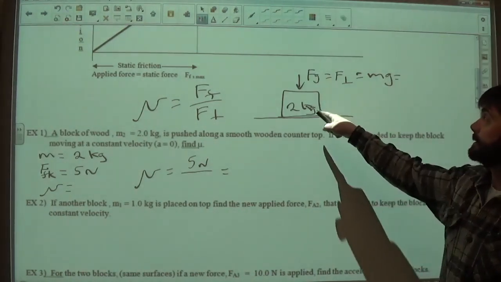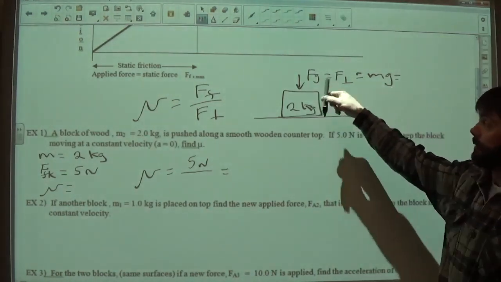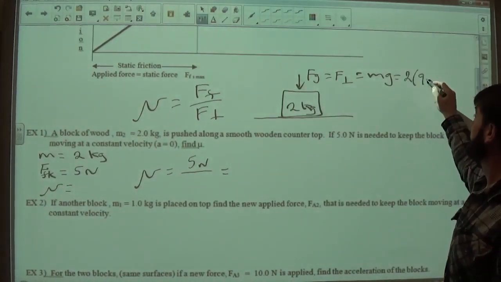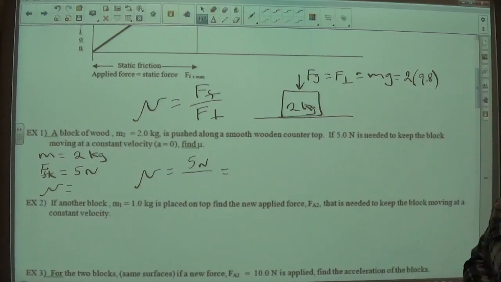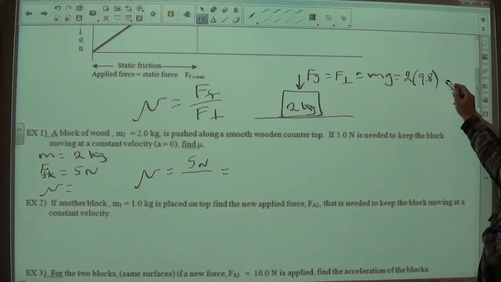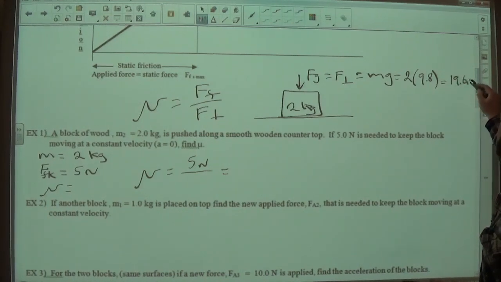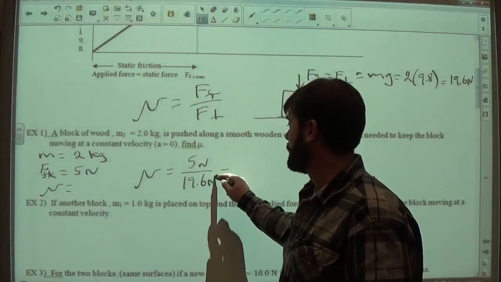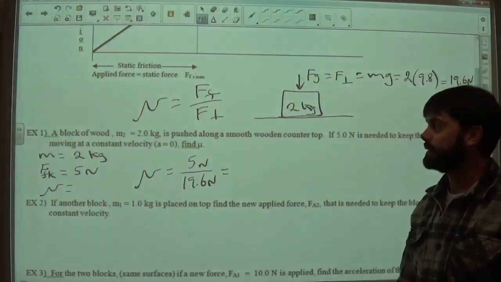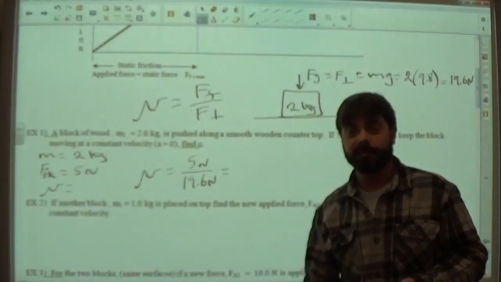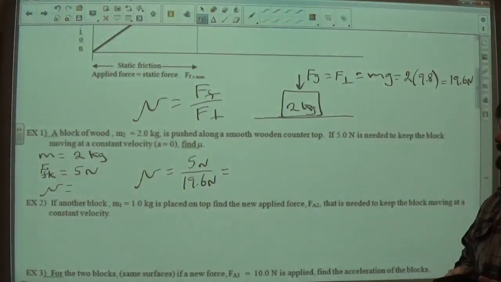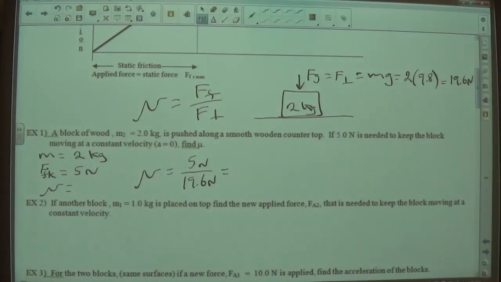All they do is they tell us that the mass of the block is 2 kilograms. So if we want to change mass into force perpendicular here, then we need to multiply the mass of 2 by 9.8 meters per second squared. So when we do that, we get 19.6 newtons, which is actually the force here. So basically what they're saying is you have to apply 5 newtons of force to move it, but the weight of it is 19.6. So I can see it's approximately a fourth of that.